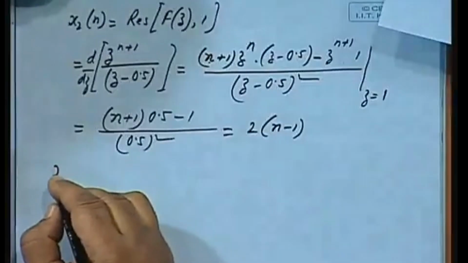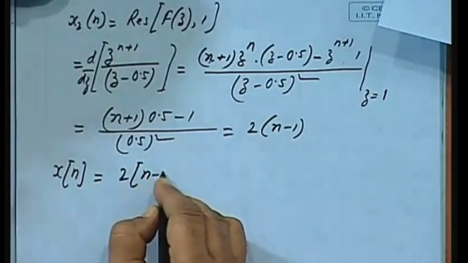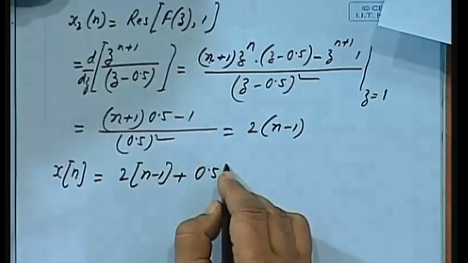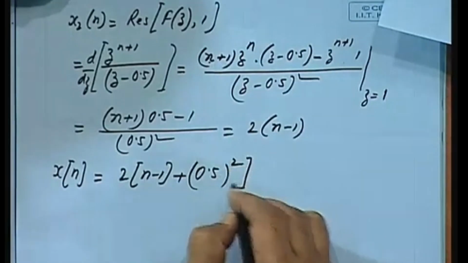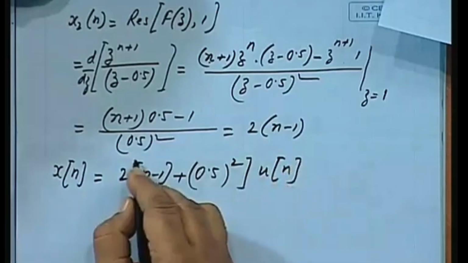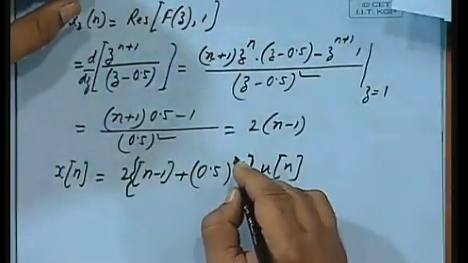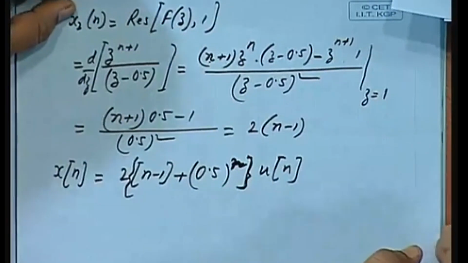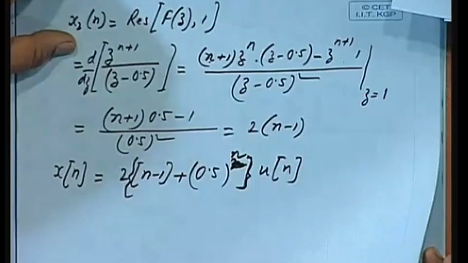Therefore, x n is 2 into n minus 1 plus 0.5 to the power n into u n. It was 2 to the power n, not square, sorry. Is that all right? This is to the power n, x 1.